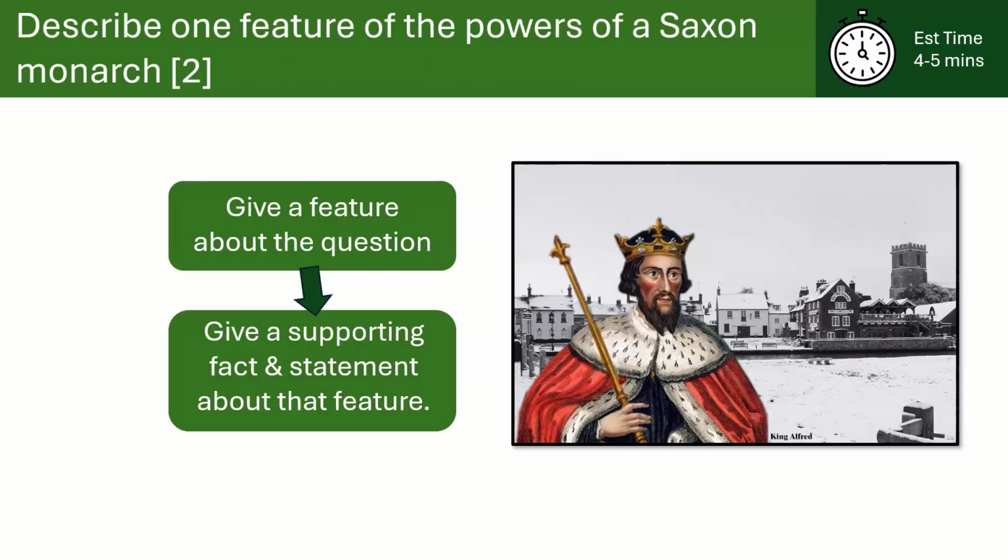Now, as you know with these features questions, there's a very easy, simple solution to it. All you have to do is find a feature, so something you can say and generalize about the monarch, before going on and giving a supporting fact that backs it up.